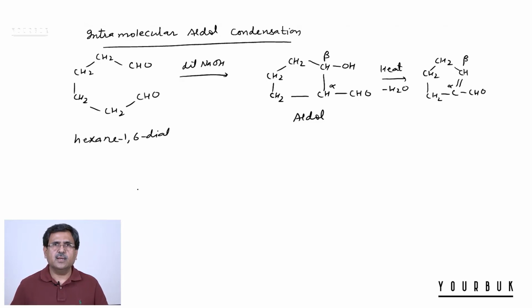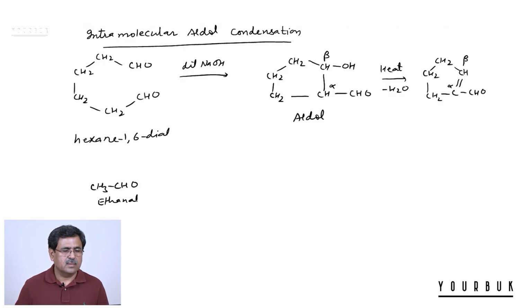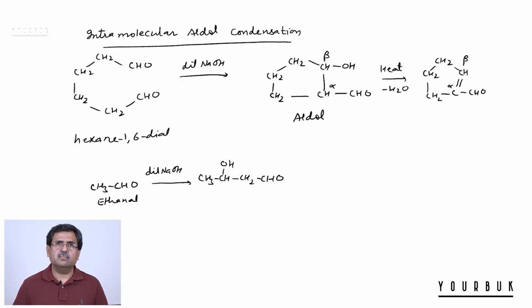But once you have an aldehyde group present, then even the aldol can give all reactions of the aldehyde group. For example, this is CH3CHO, ethanal, on reaction with dilute NaOH, it gives an aldol, 3-hydroxybutanal. And this 3-hydroxybutanal can be changed into a number of other compounds.